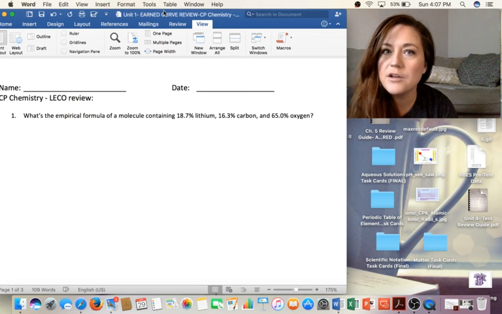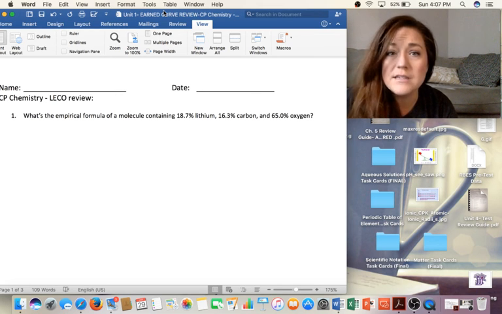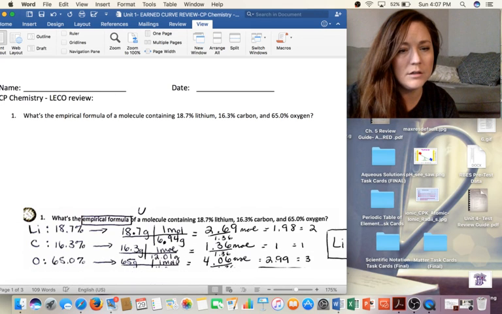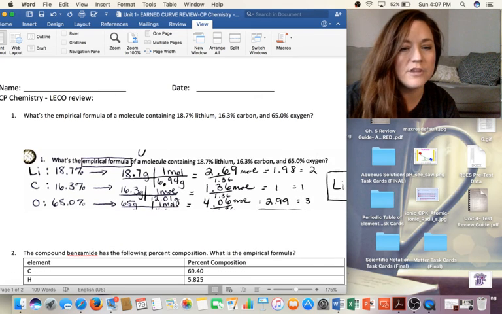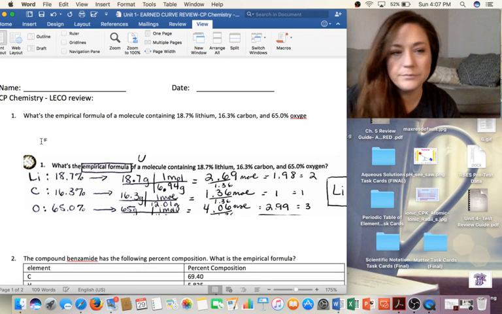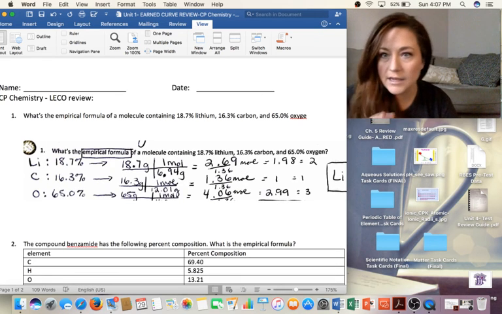So think about your percent composition that we talked about and learned about. We have those 5 steps that we are going to go over. So here we go for the answers of these. Remember the first step that you do, you want to take your percents to grams.